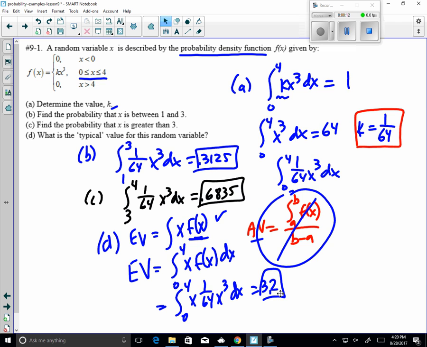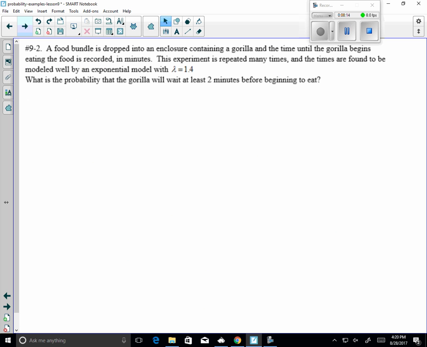Okay, let's take a look at another probability problem. It says a food bundle is dropped into an enclosure containing a gorilla, and the time until the gorilla begins eating the food is recorded in minutes. This experiment is repeated many times, and the times are found to be modeled well by an exponential model with lambda equals 1.4. What is the probability that the gorilla will wait at least 2 minutes before beginning to eat? So pause the video and then try this problem.